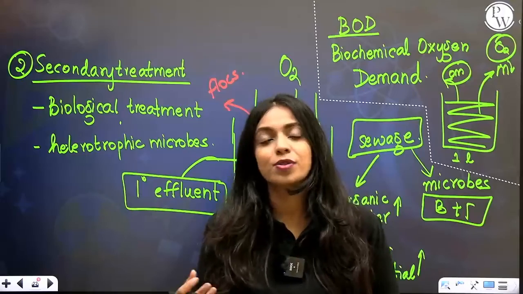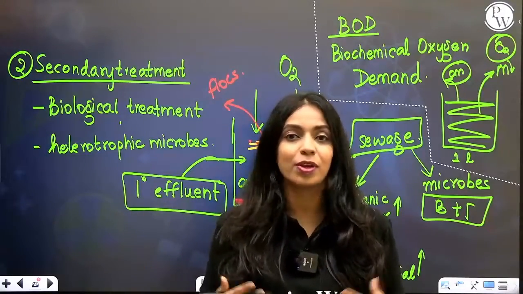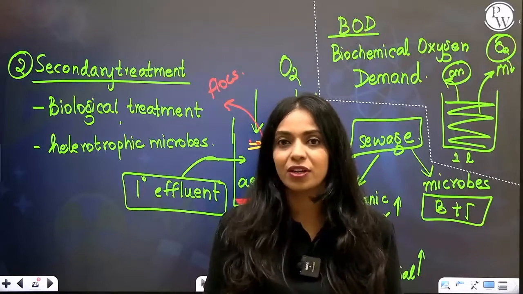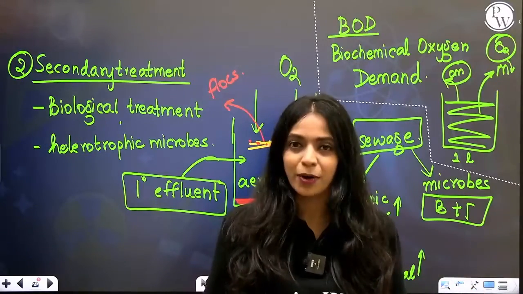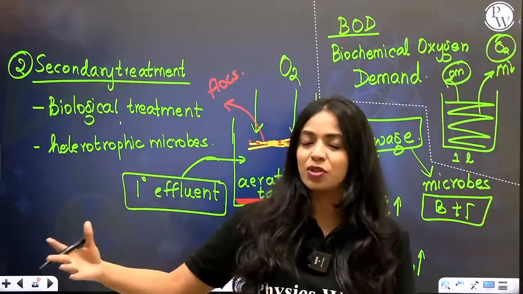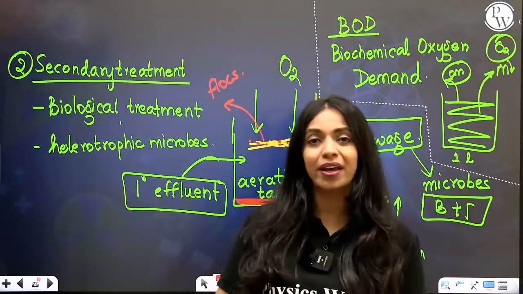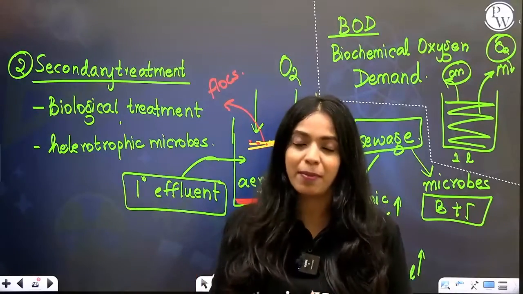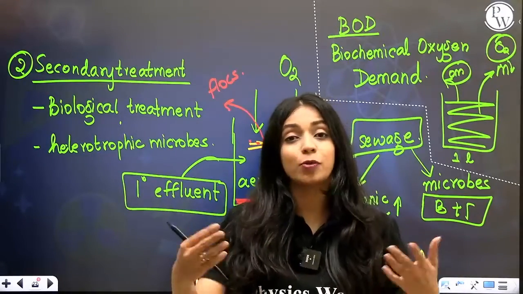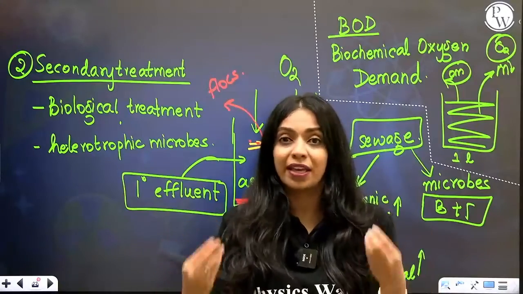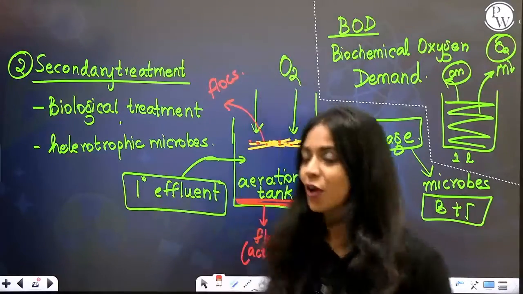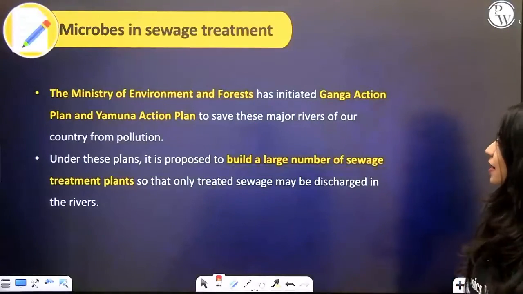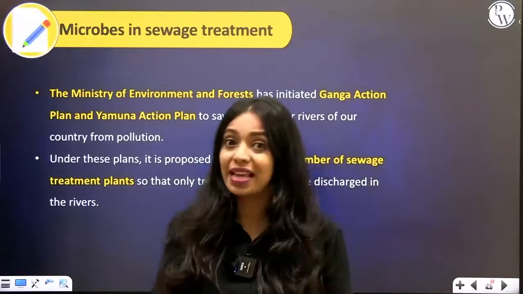In some sewage treatment plants, you will also have tertiary treatment where you treat this effluent with chlorine and UV rays, but that's not given in your syllabus. So don't worry about it. Just talk about primary treatment, where there is sequential filtration and sedimentation, and secondary treatment, where heterotrophic microbes that are naturally occurring in sewage will act on the organic matter and reduce its content, bringing BOD down and also bringing its polluting potential down.